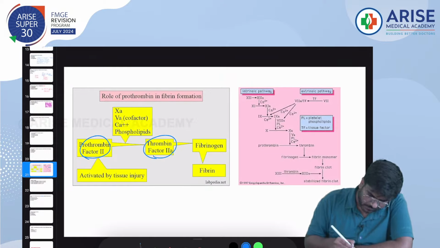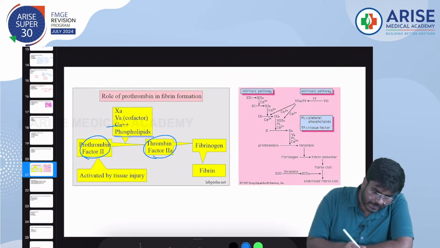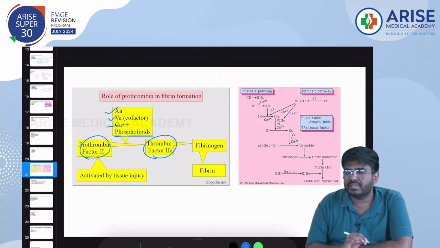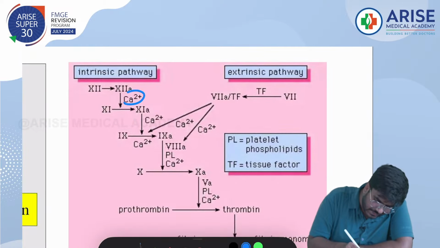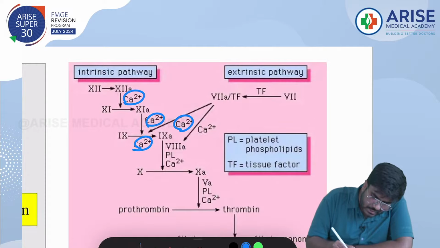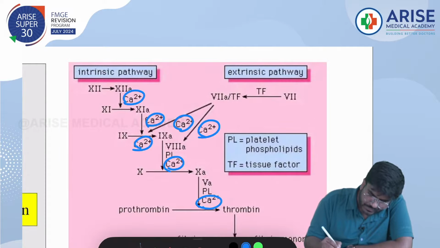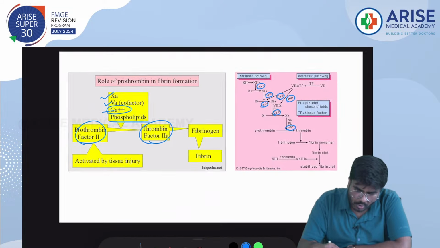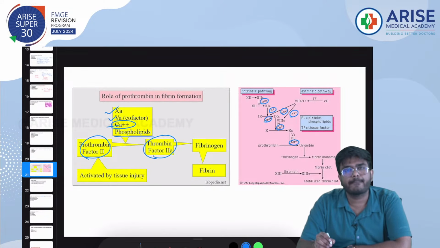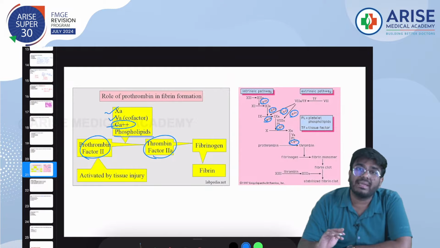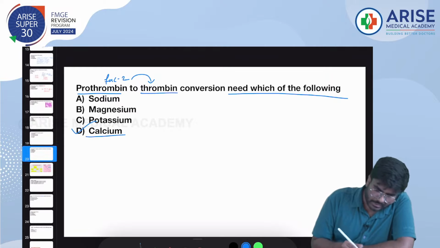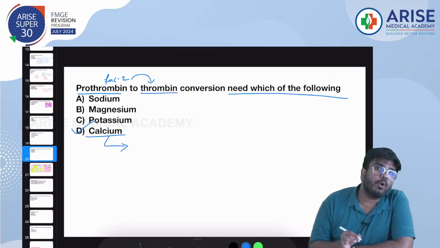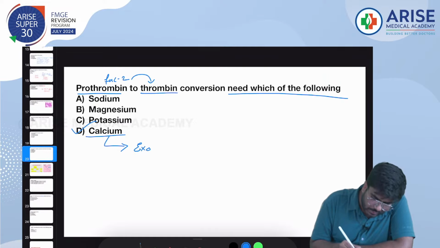Of course, other things are needed. Phospholipids are needed, and factor 5A and factor 10A are needed, but they are not that important. Mainly, it's the calcium for the activation of clotting factors everywhere. The two most important things needed are calcium and the phospholipid bilayer. The answer is going to be calcium. And also remember, calcium has a very important role in the exocytosis of vesicles.